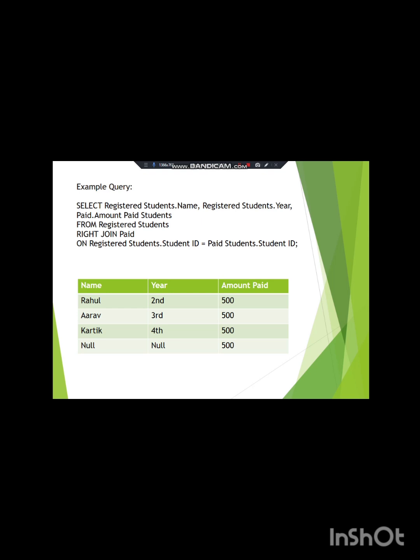Here in the example, use right join if you want to focus on payments, even if some payments don't match any registration. By seeing this output, it shows all payment records, even if some don't match any registered students. For example, student ID 6 paid but didn't register.